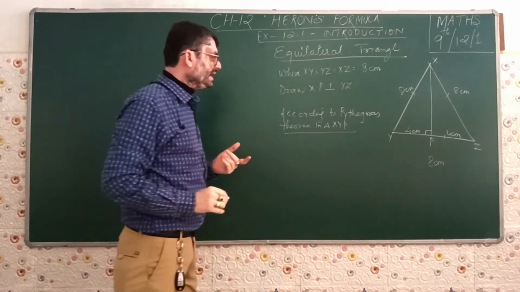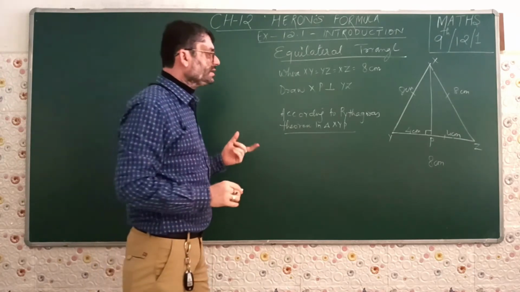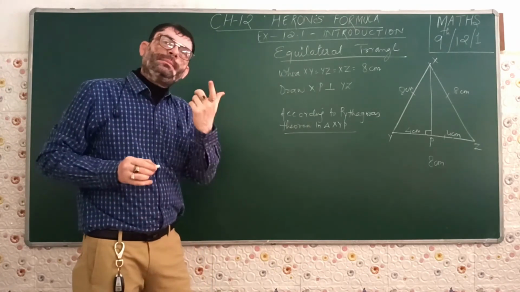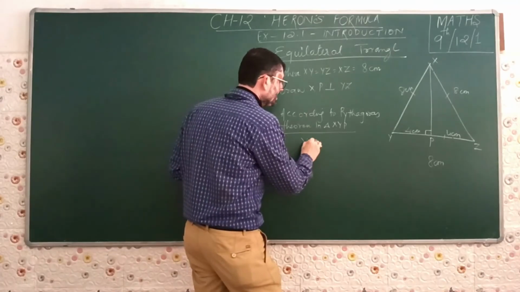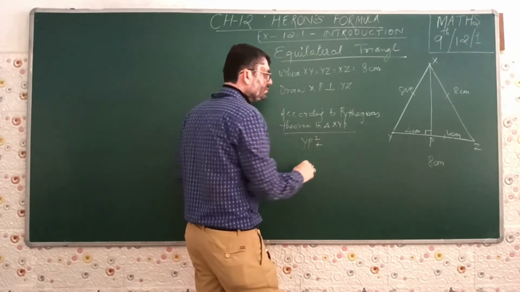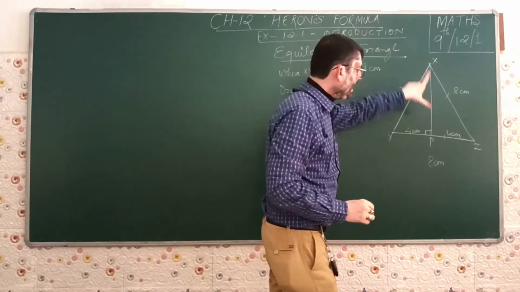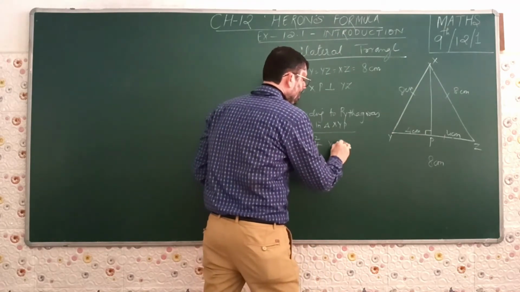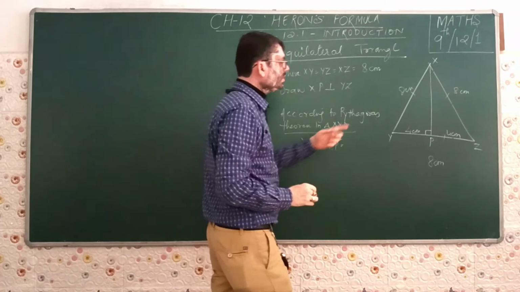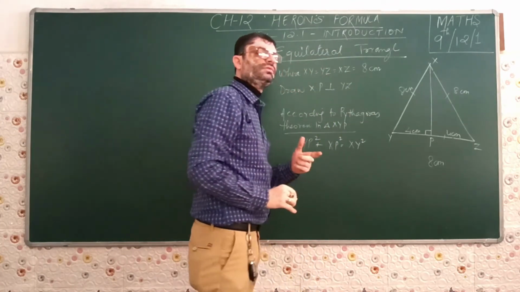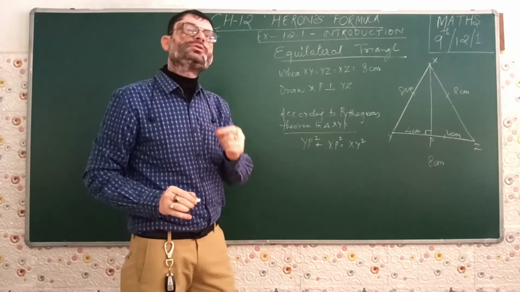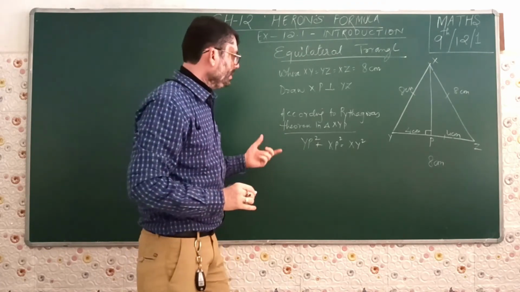If the triangle is XYP, according to Pythagoras theorem, we know base square plus height square is hypotenuse square. What is our base here? YP square, that is YP is the base. XP square, that is my height. And what is the hypotenuse? XY. XY is the hypotenuse. Hypotenuse is always the longer side, the side opposite to 90 degrees.